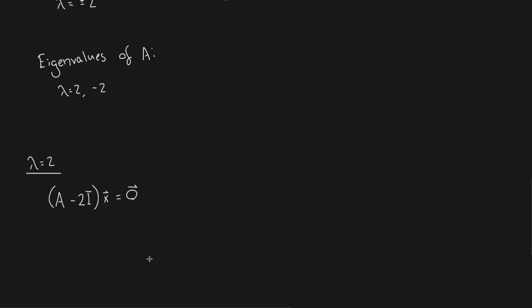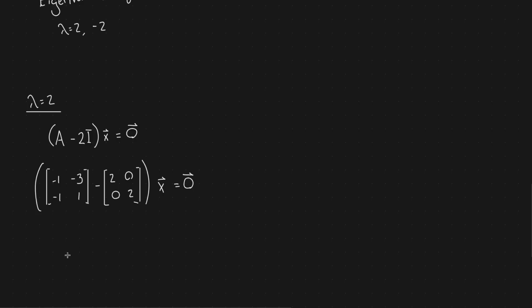So A minus 2I, A is matrix -1, -3, -1, 1. And then minus 2 times I, I'm just going to multiply scalar 2 times the identity matrix. That just gives me 2 down the main diagonal, zeros everywhere else. And if I do the matrix subtraction, I get -1 minus 2 is -3, -3, and then -1, and then 1 minus 2 is -1.